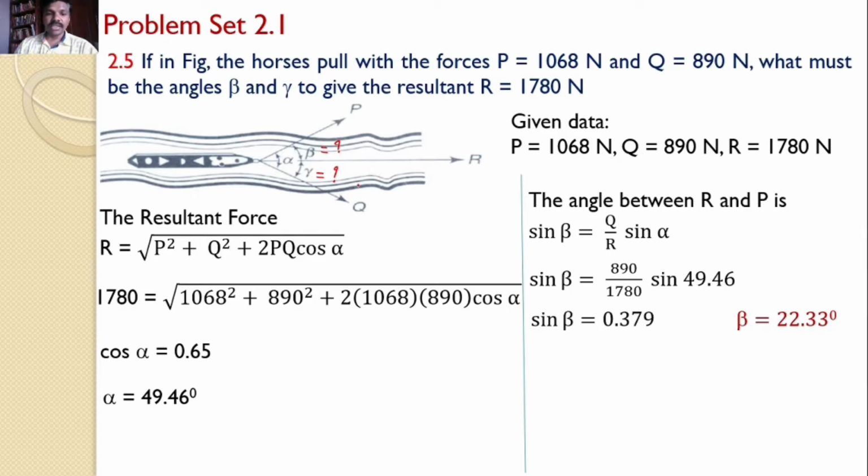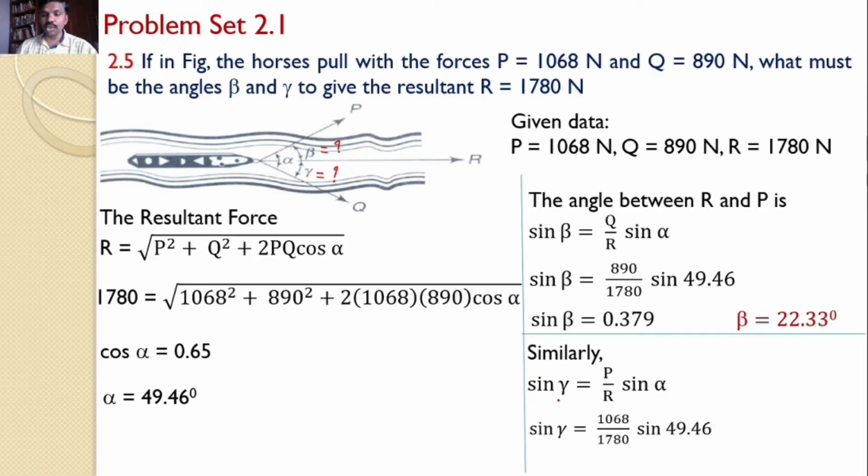Similarly, let the angle between Q and R be gamma, and that gamma is given by the equation sin gamma is equal to P by R into sin alpha. In this equation, P and R values are given and alpha value we calculated.